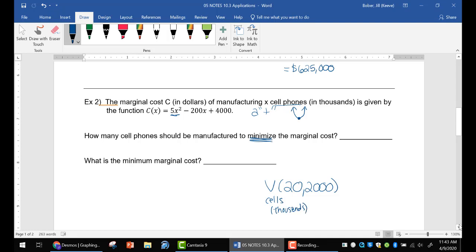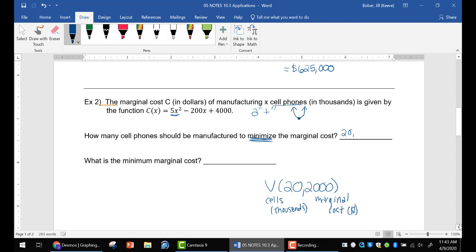And Y represents the marginal cost, and we're talking about dollars here. So how many cell phones must be manufactured to minimize the marginal cost? Cell phones, that's talking about the X, and that's 20. But it's also labeled in thousands.